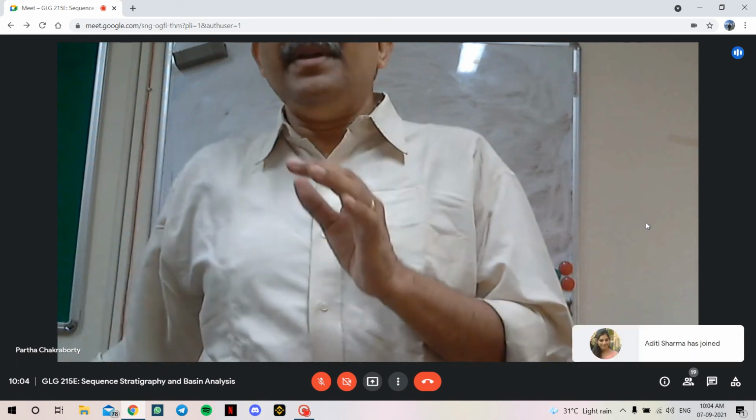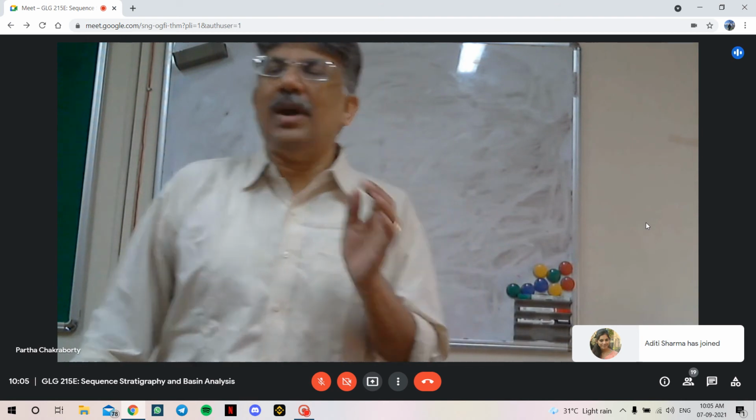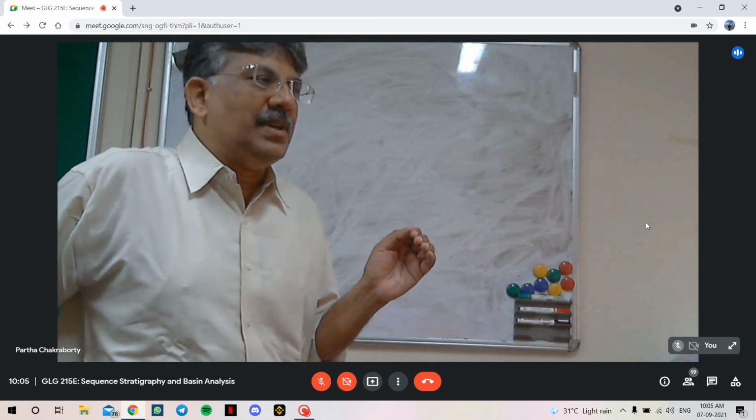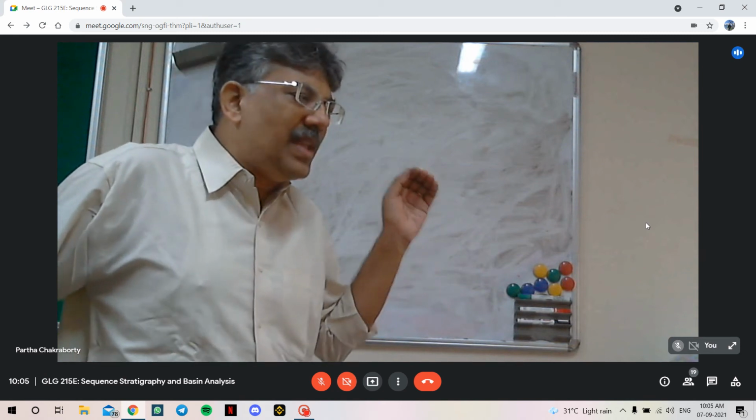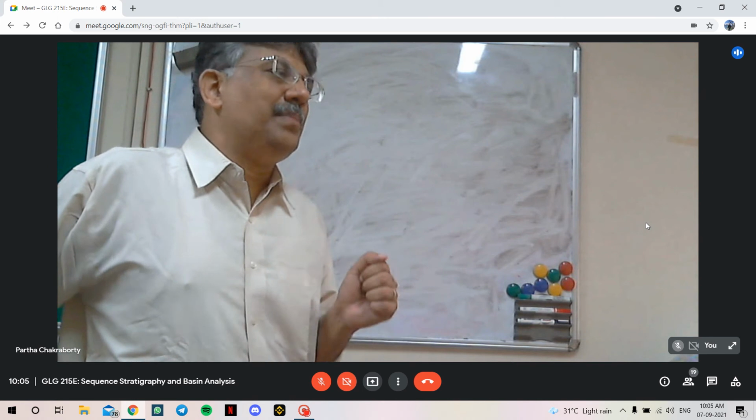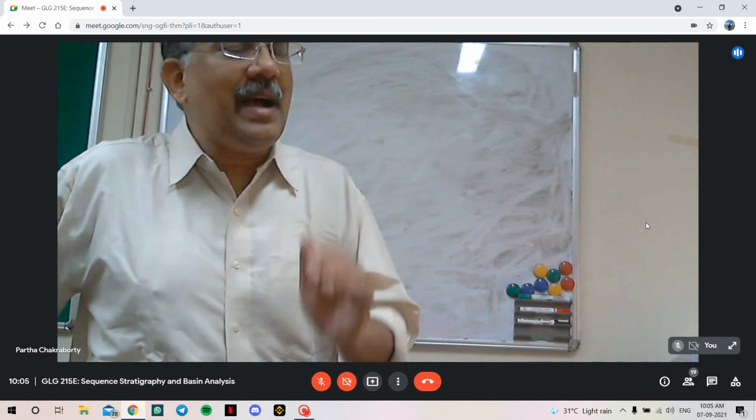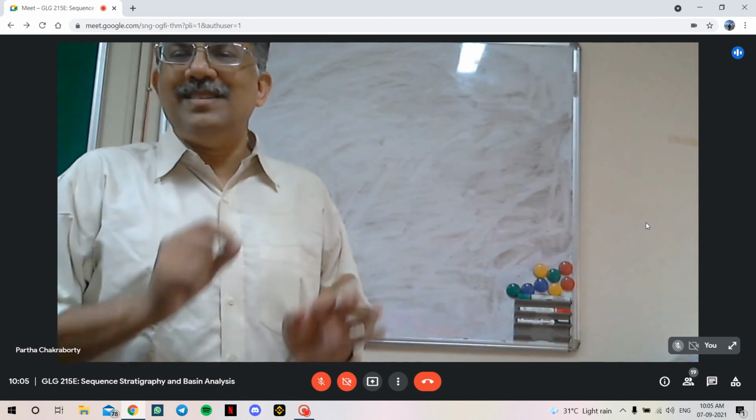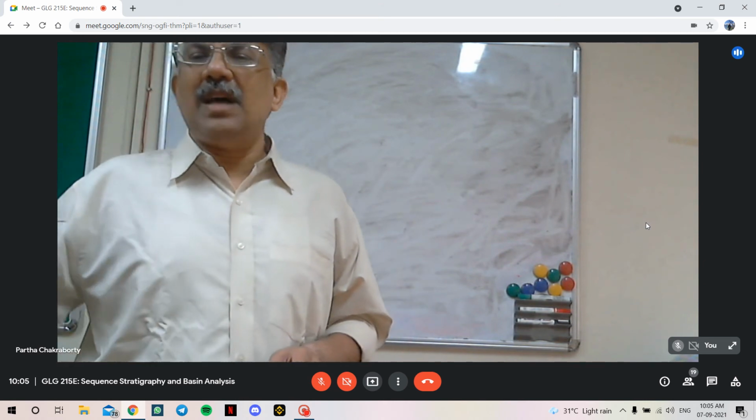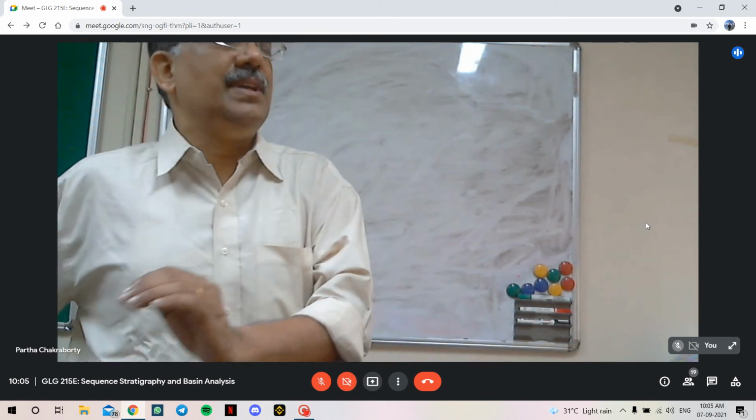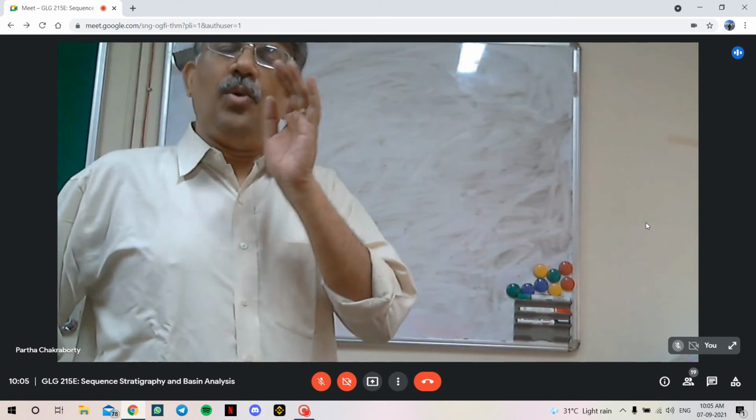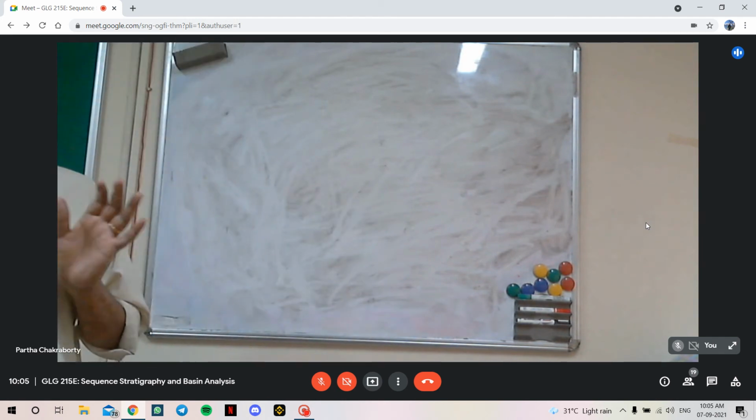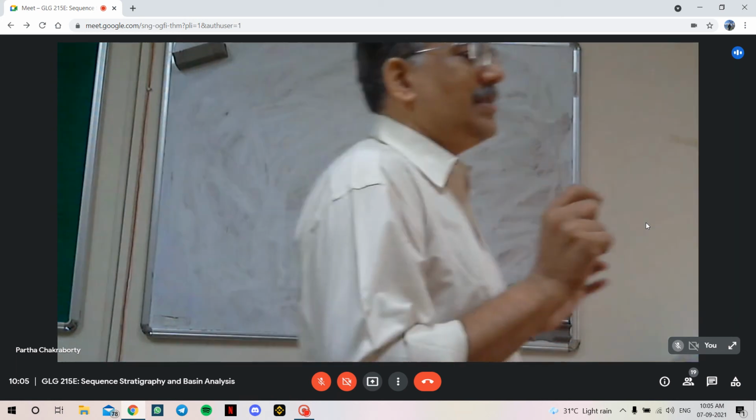If you can open your drawing of the last class, you can see what really is happening is that with a type 1 unconformity that is developing in the proximal part of the basin, you actually have the development of a diachronous subaerial unconformity. The river is incising and it is creating a submarine fan in the distal part of the basin, over the correlative conformity. That is what is shown in the basal part of the depositional sequence.